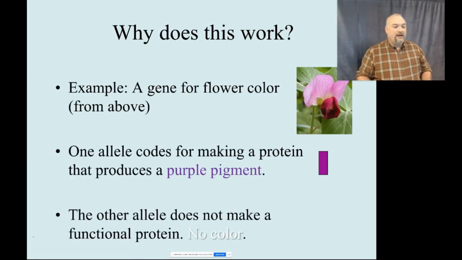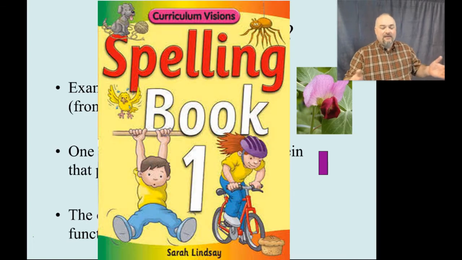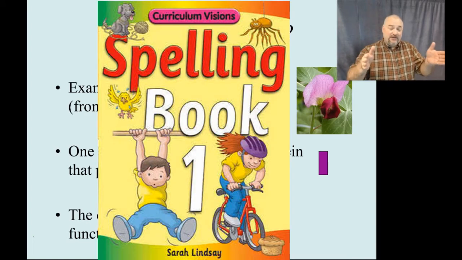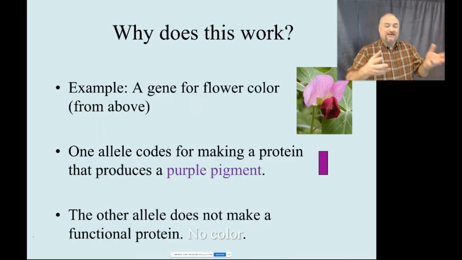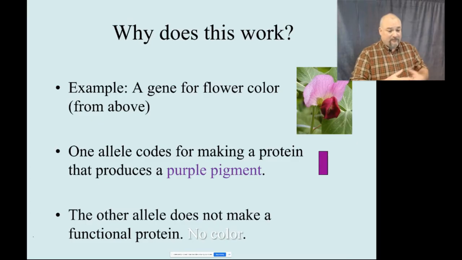Okay, one allele codes for making a protein that produces a purple pigment. So as we know before, DNA is simply a spelling book for putting amino acids together in the right order to make a protein. That protein then carries out a particular function. It could cure action in your blood, it could fight COVID for you, or it could just make a pigment color, right? Well, in this case, for the purple flower, that gene for flower color actually makes a purple pigment.